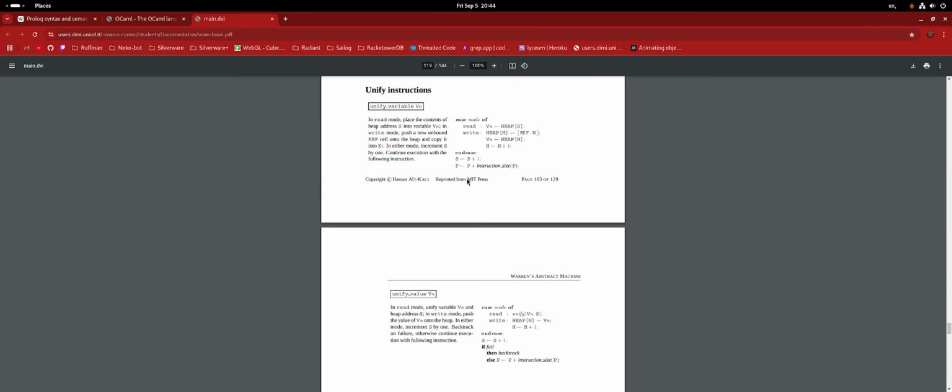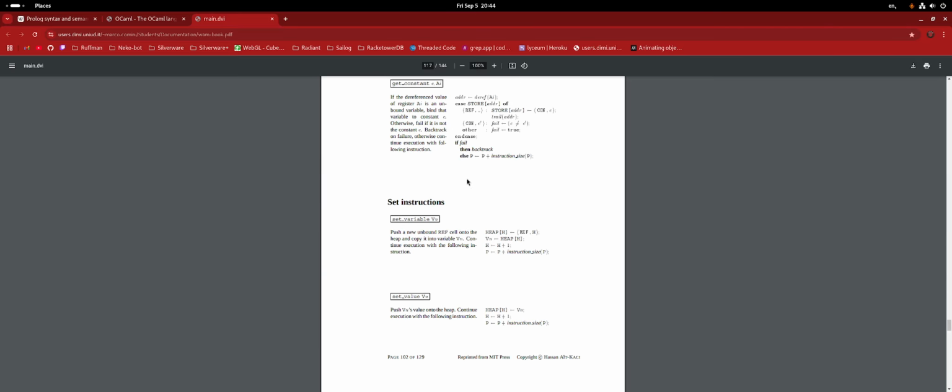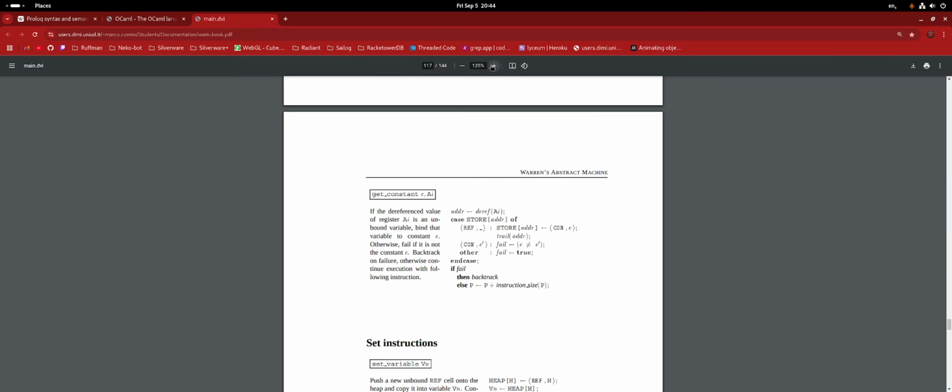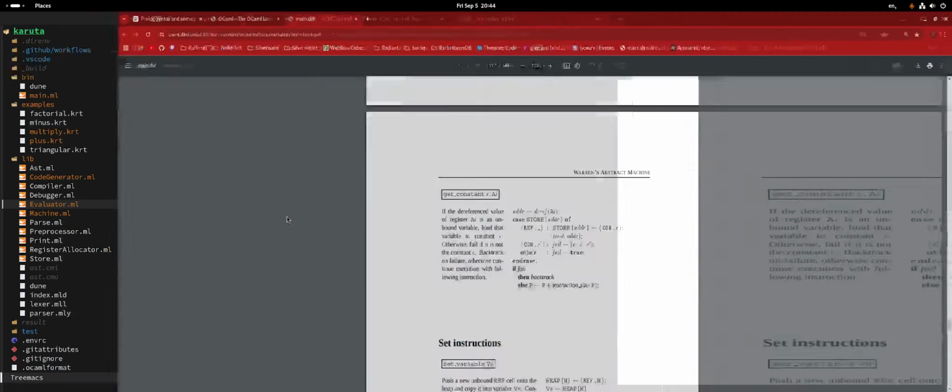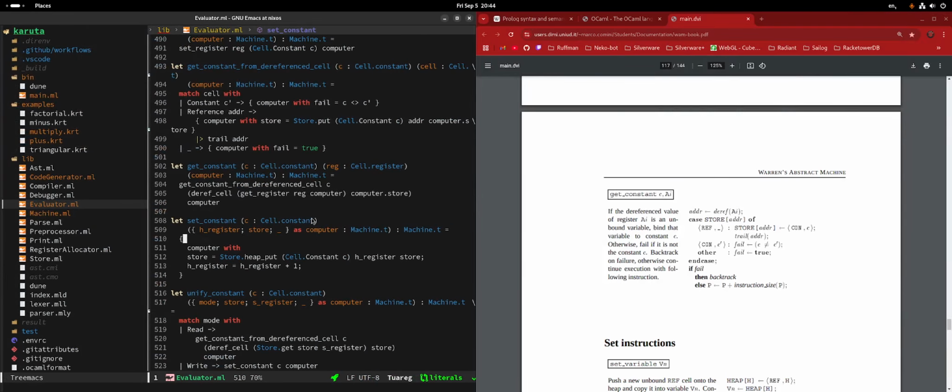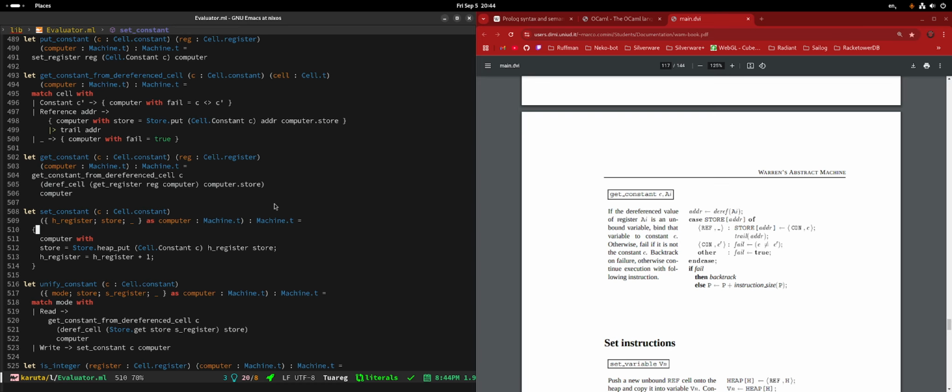Deallocate, unify, set instruction. Yeah, there we go. Okay, so this is how it looks. So get constant calls get constant from different cell, which is up here. And what do we do? What do we do?